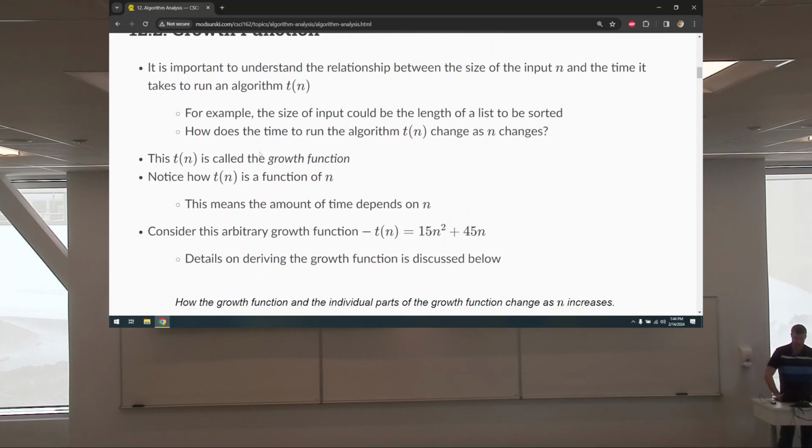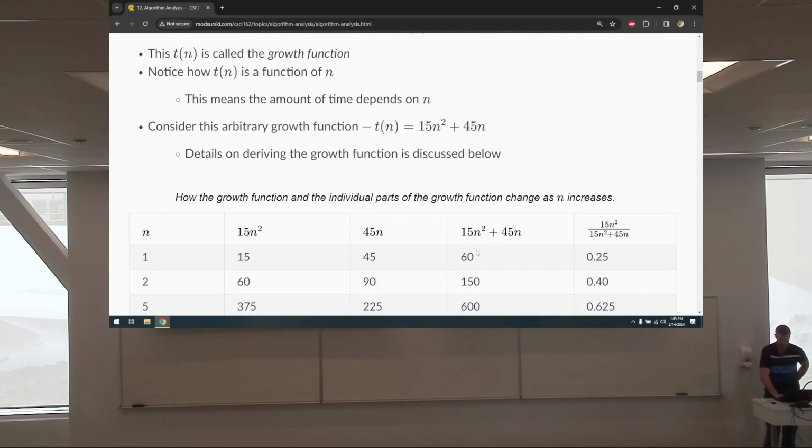And notice how T of n is a function of n. By the way, we don't know what the right-hand side of this equation is, but any given algorithm will have a T of n. We can figure out what it is. We'd have to calculate what T of n is for a given algorithm to say T of n equals yada, yada, yada. But all algorithms can have a T of n calculated for them. So this means that the amount of time that an algorithm takes depends on the size of the input. So consider this particular growth function. It's entirely arbitrary. It has no real meaning. It's just some growth function for some arbitrary algorithm.